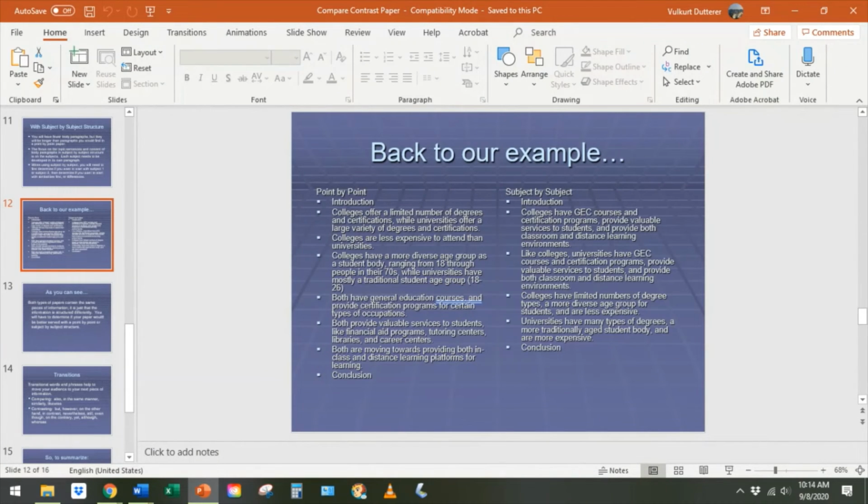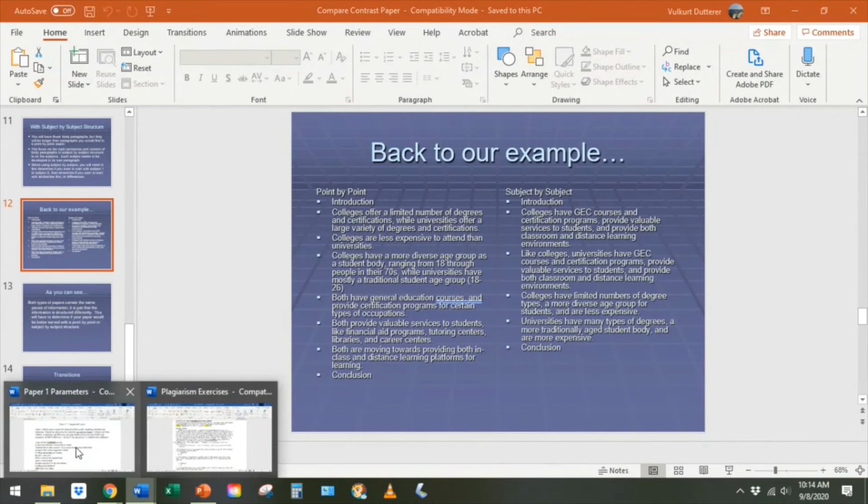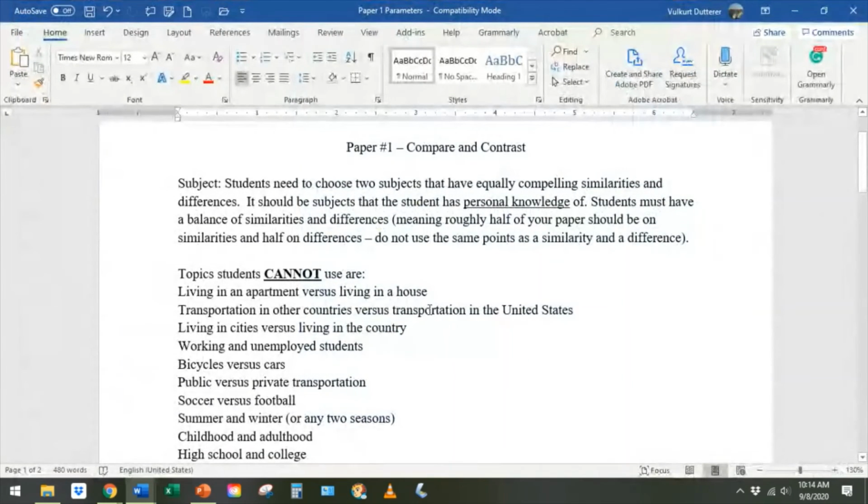the assignment stipulations, and I'll bring this up here, is that you cannot use the same points as a similarity and a difference. It has to be either a difference or a similarity. It cannot function as both. Okay.